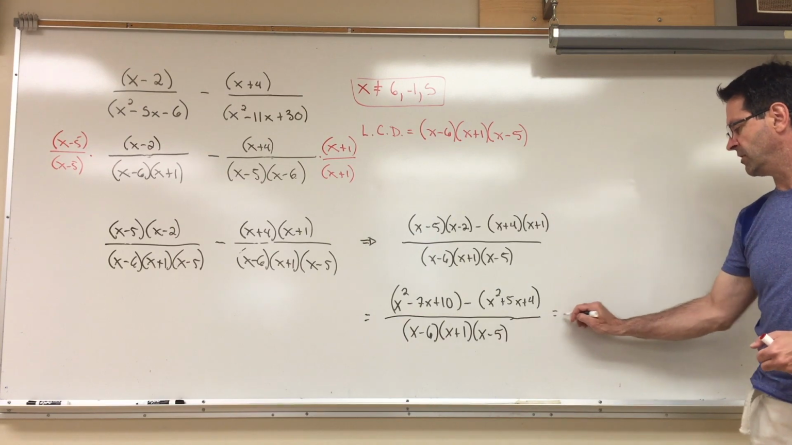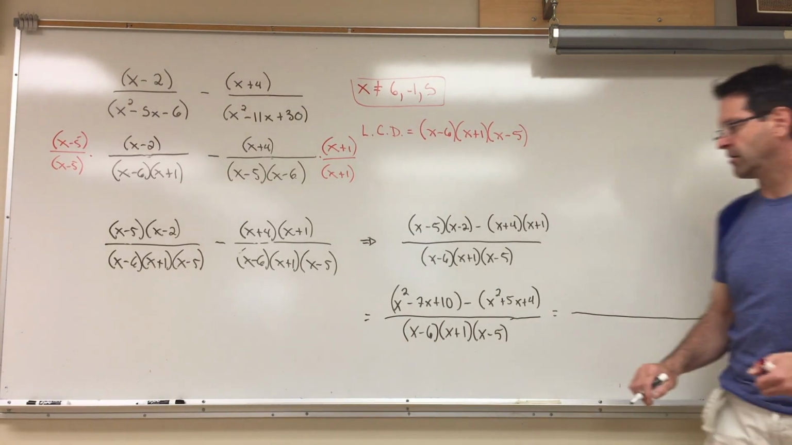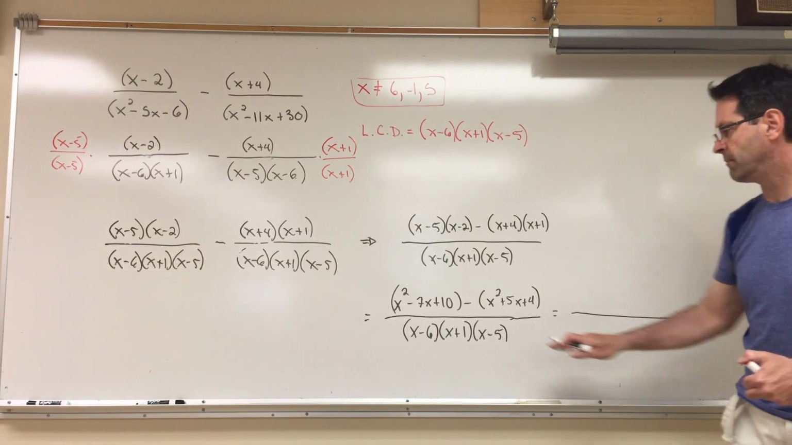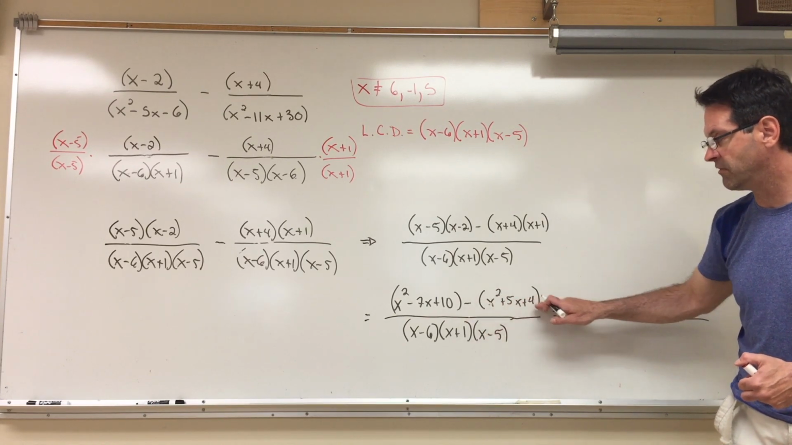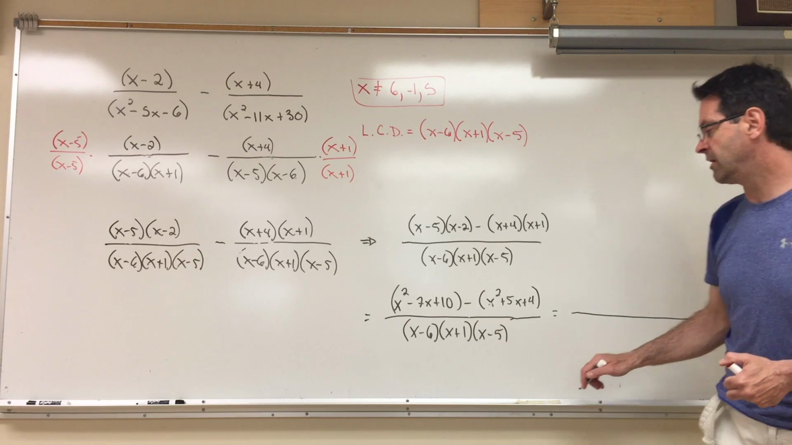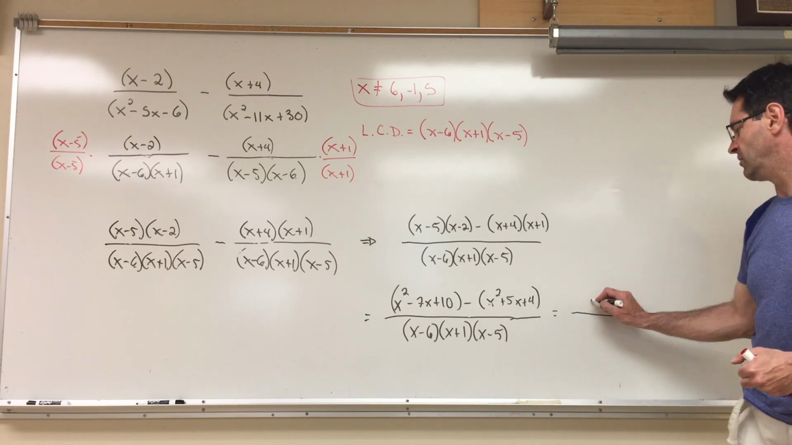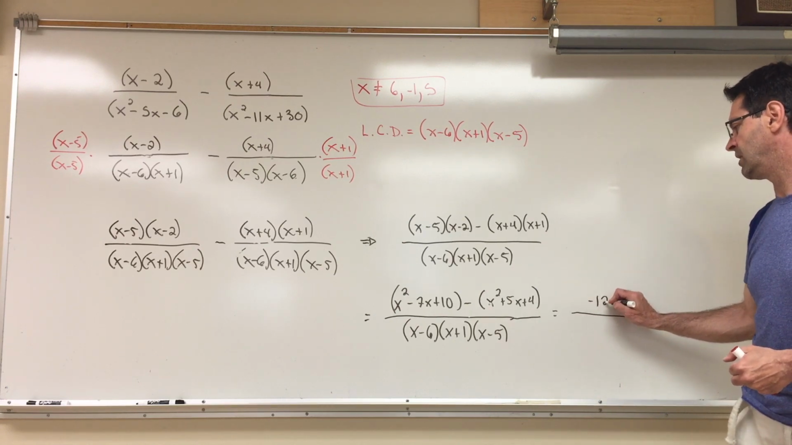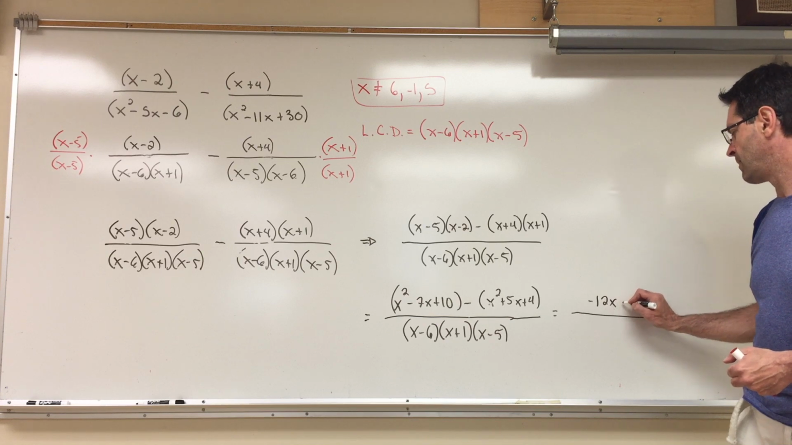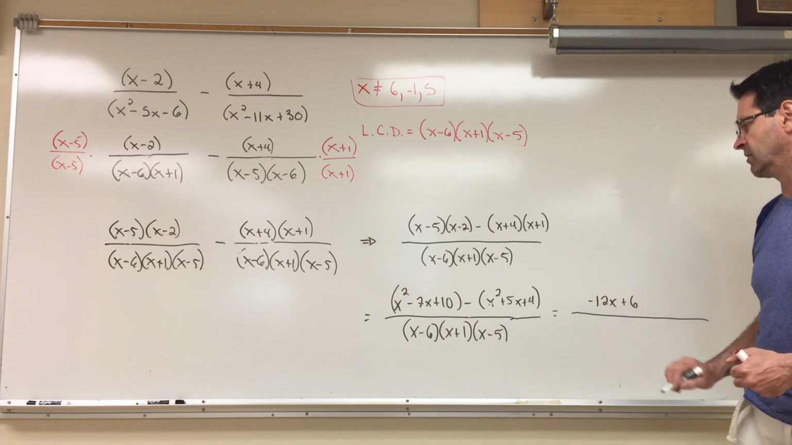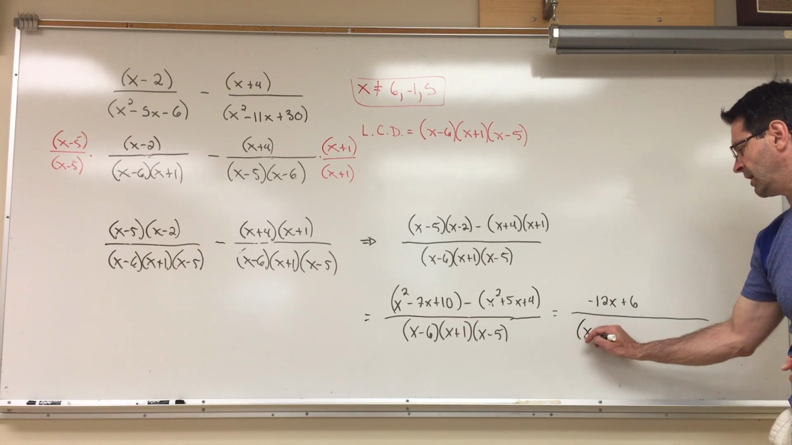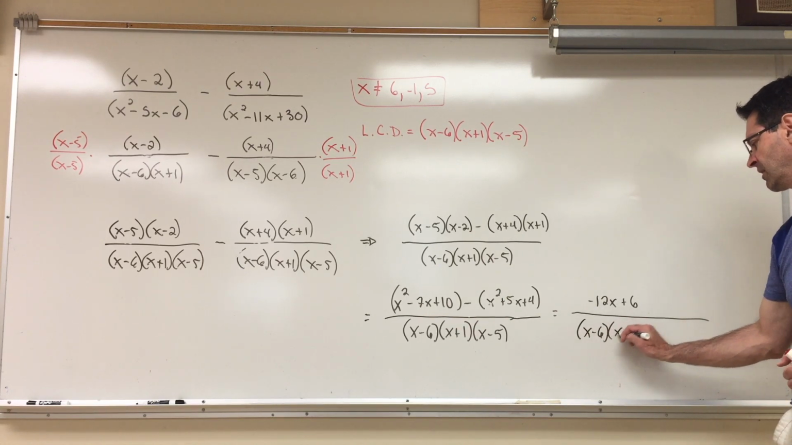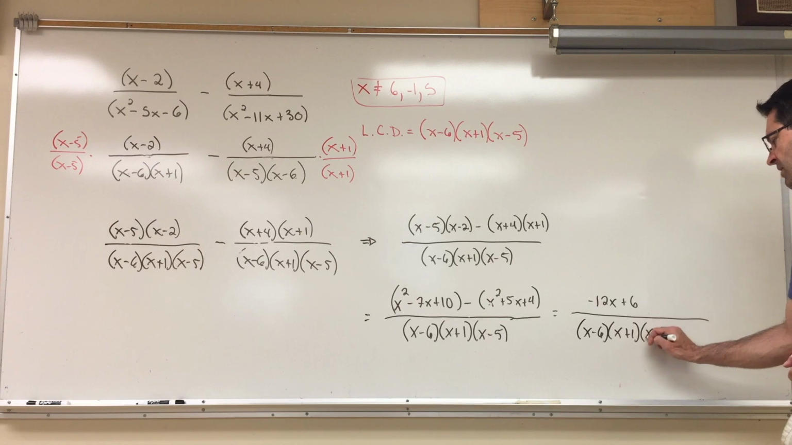Collect the like terms in the numerator. Eliminate the brackets and collect your like terms. Now when you do that, remember there's a subtraction sign outside the bracket here. You're going to change the sign of everything inside the bracket. You're going to end up with, I'll have to do this in my head right now, negative 12x plus 6, it looks like. Over x minus 6 times x plus 1 times x minus 5.